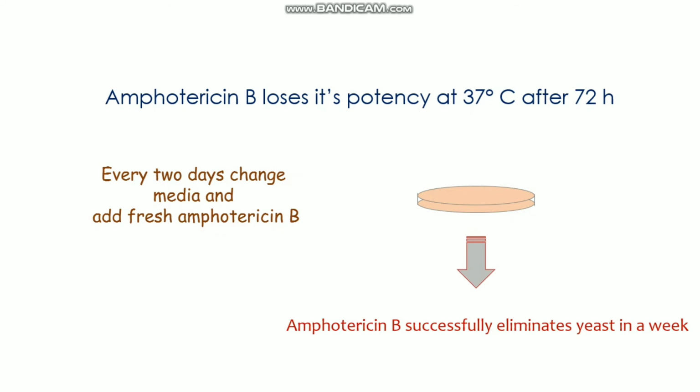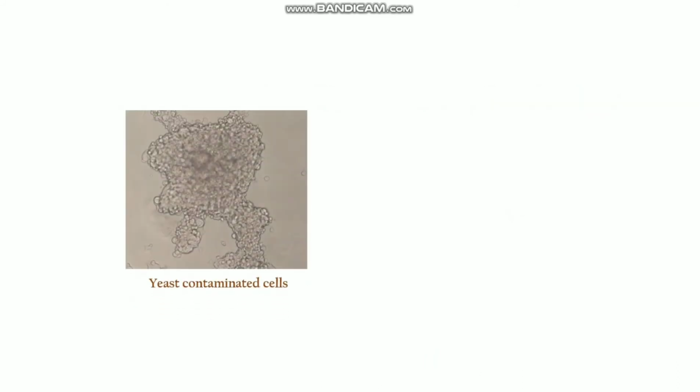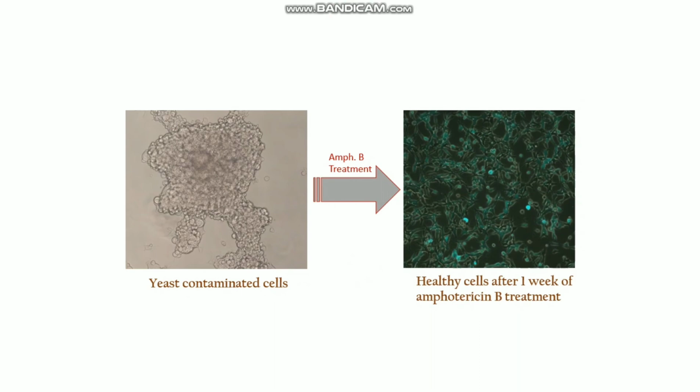People also use amphotericin B and nystatin at the same time, but amphotericin B alone also works very well. Here I will show that I got yeast contaminated cells, and the cells were not growing very well. But when I started amphotericin B treatment, after 7 days I found that the transfected cells were growing very well.